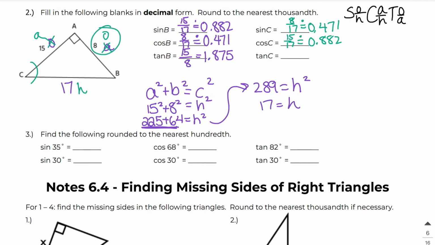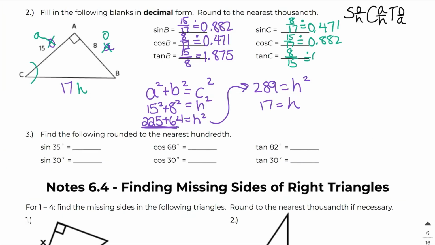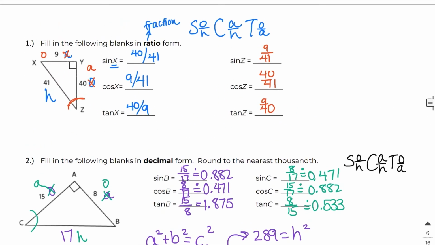So the opposite is 8, the adjacent is 15. So I'm going to do 8 over 15, and I can type that into my calculator. And I get 0.53 repeating, round it to the nearest thousandth, it would be 0.533. So that's how you do it in decimal form. To find it in decimal form, you still have to do it in ratio form first, and then you just divide it out. Okay?